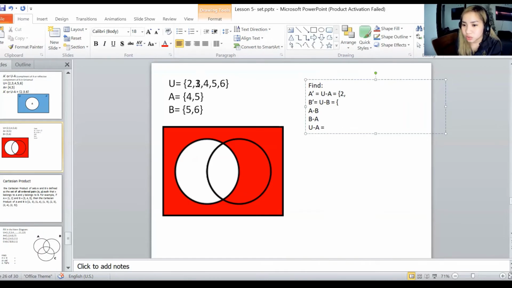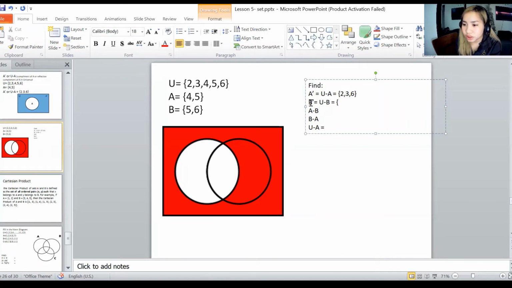Next, meron po bang 3 dito? Wala, kaya kasama pa rin siya dito. Next, meron bang 4? Yes, meron sa A. Meron po bang 5 sa A? Meron din. 6 sa A? Wala, kaya ang magiging final answer natin dito ay 2, 3, 6.